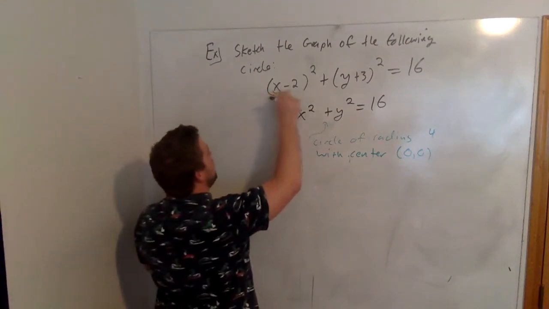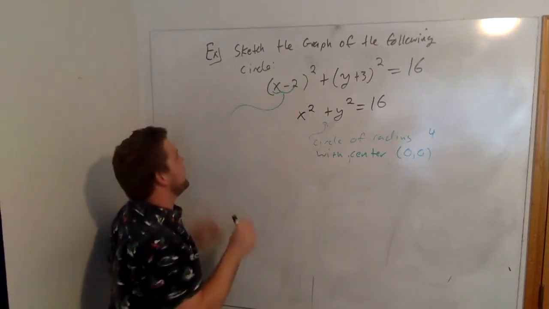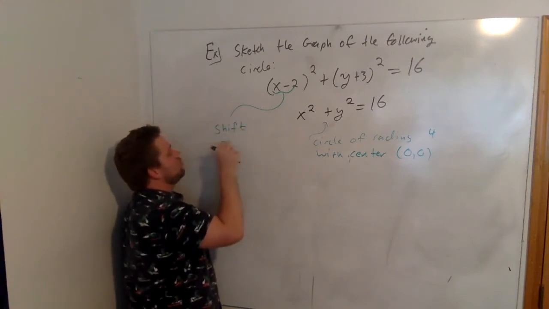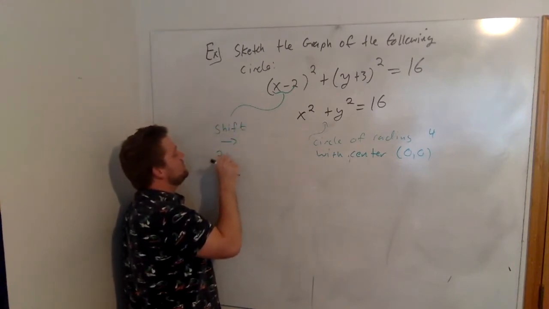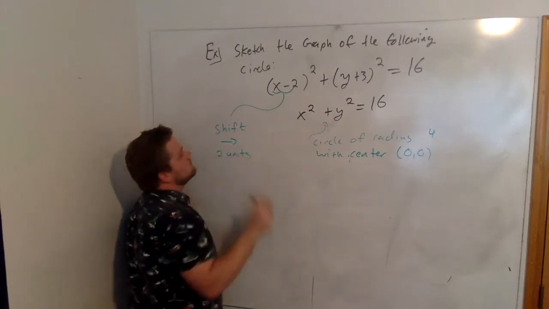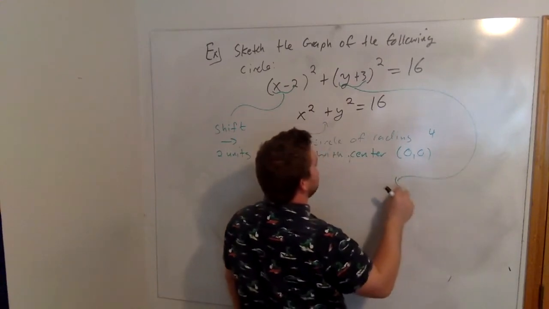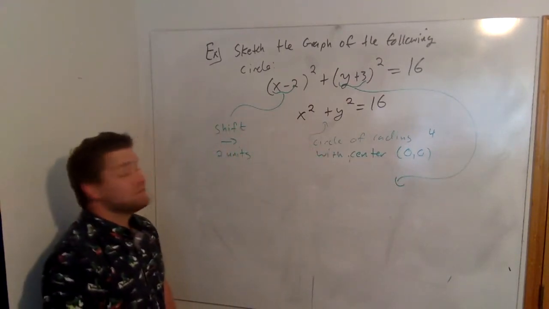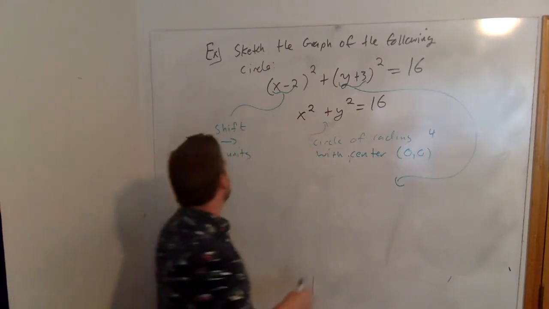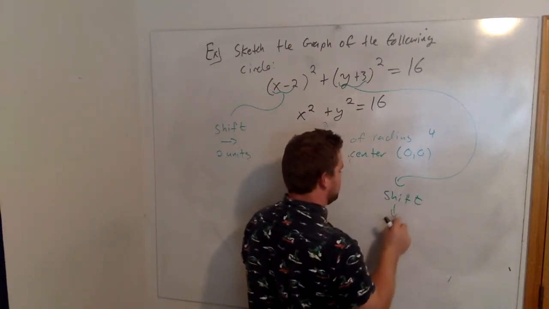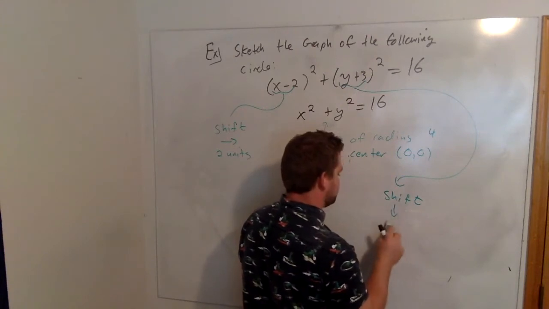Now let's think about what I've done to the circle here. When we subtract 2 directly from the x value, this is going to shift the circle right 2 units. Here, we're adding 3 directly to the y value. This is going to shift the graph down 3 units.